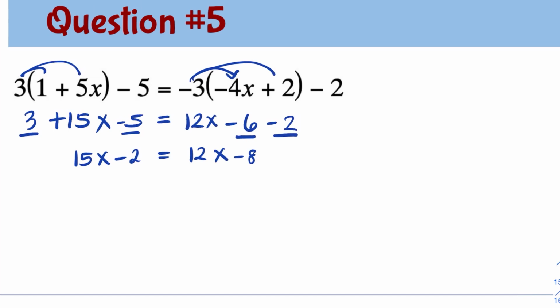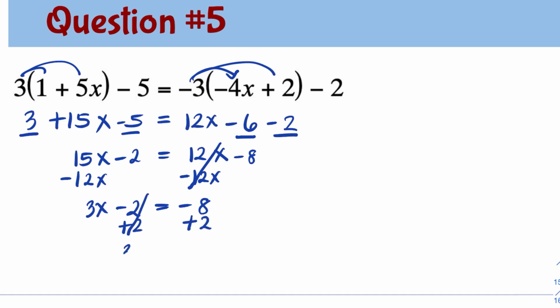Now we can isolate the variable x on the left side by subtracting 12x to both sides first. Simplifying this, 15x minus 12x is 3x. Minus 2 is equal to 12x minus 12x is 0. Then we have minus 8. Now we can do the inverse of minus 2, which is adding 2 to both sides. So negative 2 plus 2 is 0. We have 3x is equal to negative 8 plus 2 is negative 6. And then we can divide both sides now by 3. So the x value here is negative 2.